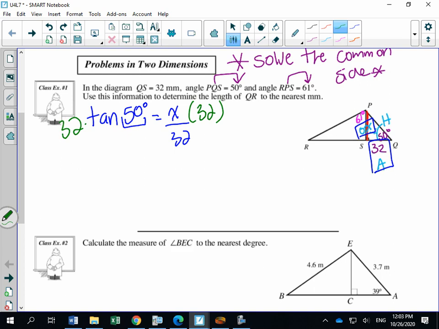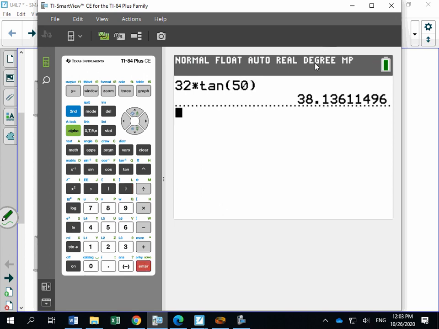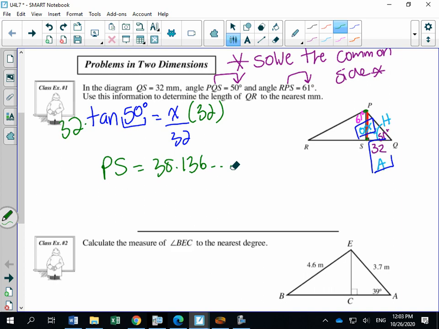Perfect. So this side is called PS, right? And he said it's 38 point what? 136, and then I'm just going to do dot, dot, dot. And actually what I really should do is put this on my calculator so that I've got it stored on there. So 32 times the tan of 50. I am in degree mode though. And the reason why I suggest on a test doing dot, dot, dot is so that you're telling yourself, use your answer on your calculator.